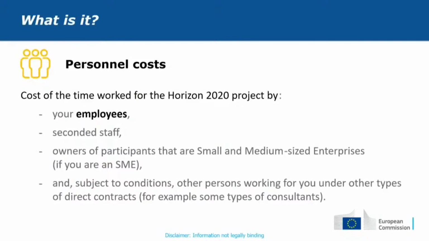But you can also declare as your personnel cost seconded staff. For instance, if a professor comes from a different university to work for you, if you are a university in the project, you can also declare the cost of this person as your personnel cost, even if you don't pay directly this person. On top of it, if you are an SME, a small and medium-sized enterprise, and if the SME owner is participating in the project but is not an employee of the SME, so he or she does not have a salary from the SME, you can also declare the cost of these persons as your personnel cost.